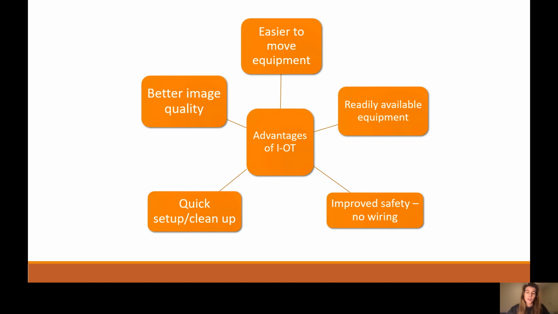Better image quality is of course down to the 4K monitors. Even some of them have a 3D function, so this gives a perception of depth that you might not be able to get before. And again, easier to move equipment. This is thanks to everything being connected to the ceiling booms, and it's just a quick movement with your arm.